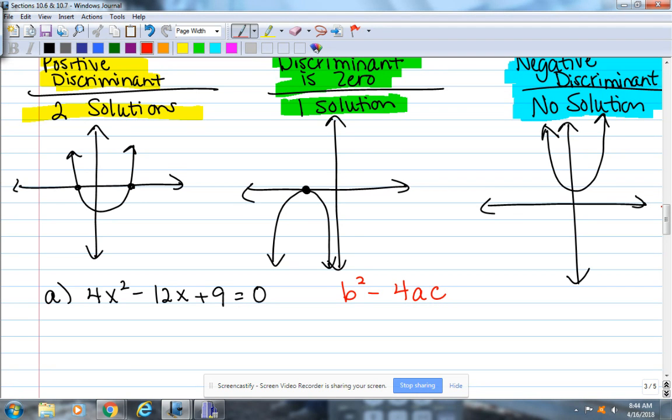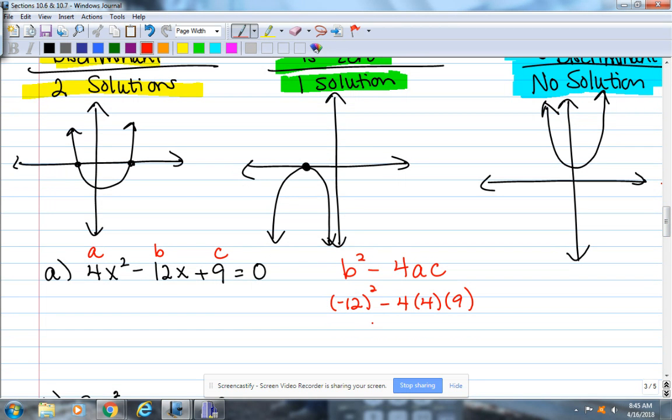And just like we've done all chapter, this is my A term, this is my B term, this is my C term. And then you just substitute them in. So B is negative 12, so I'm going to have negative 12 squared minus 4 times A, which is 4, times C, which is 9. And then I just use the order of operations to work it out. I'm going to square, then multiply.